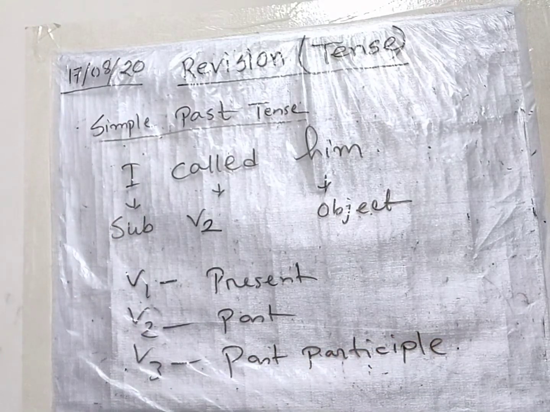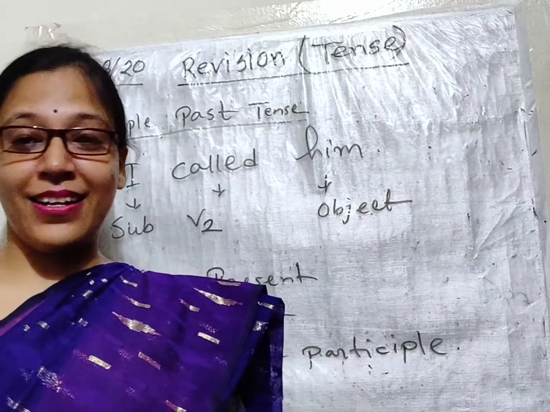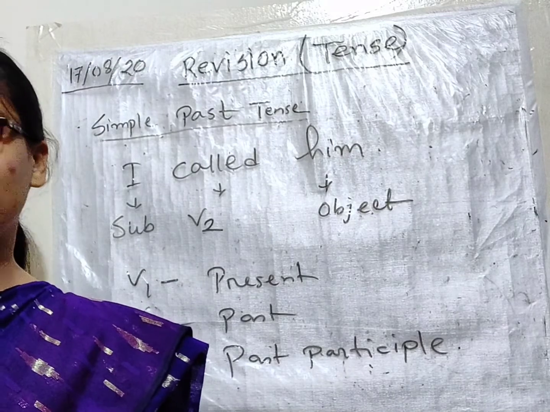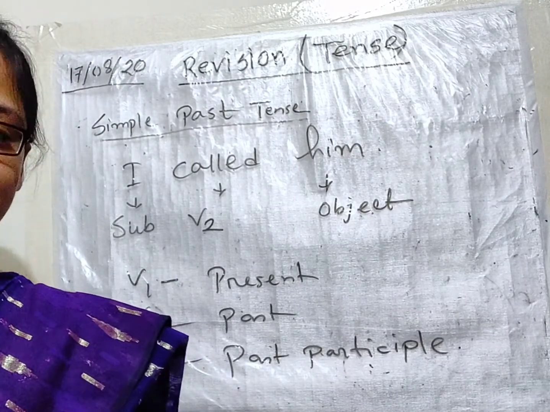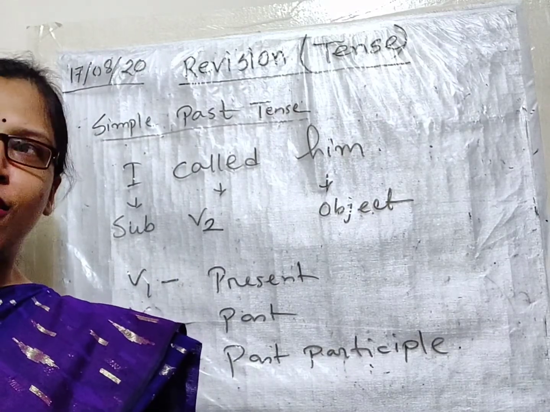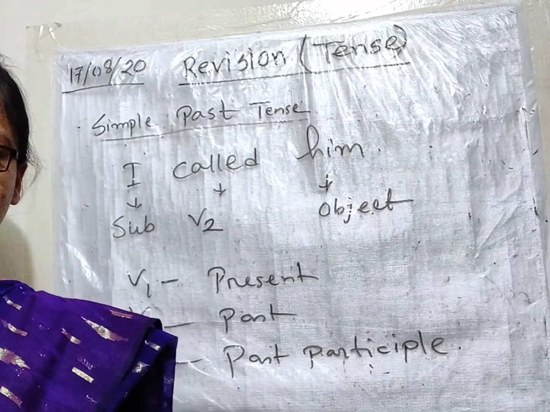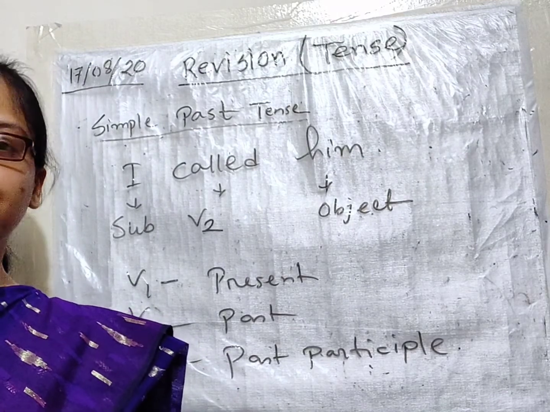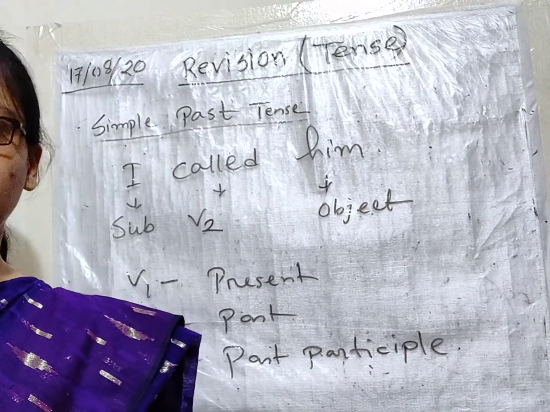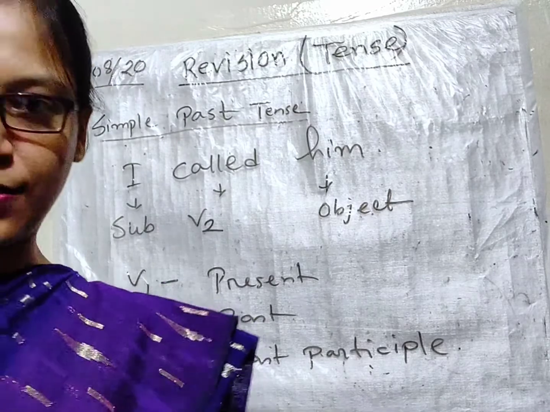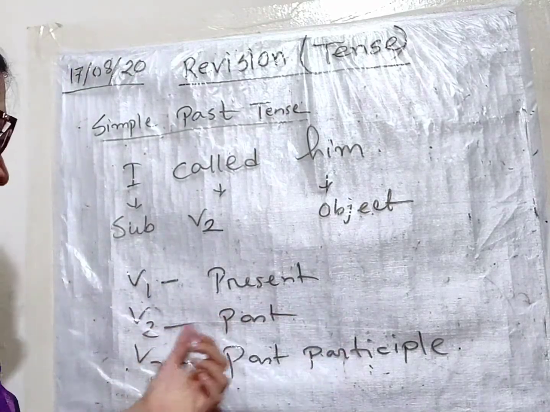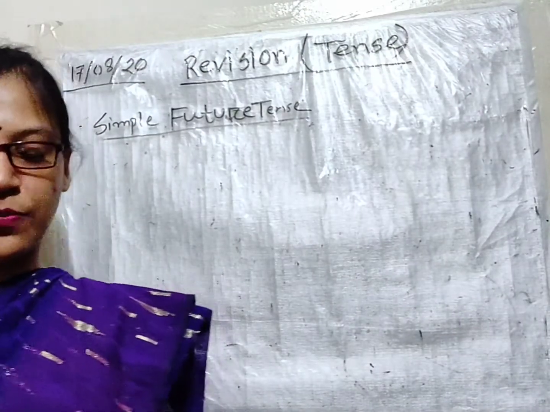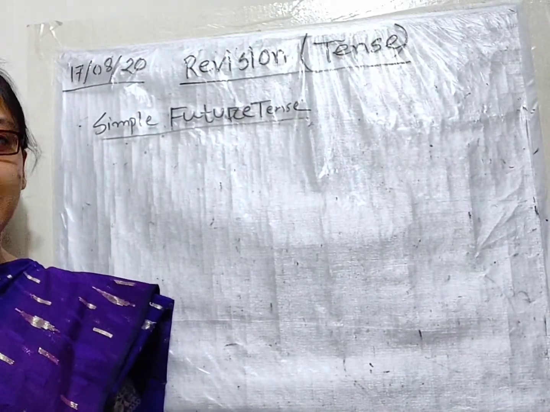There are lots of things you have to remember and keep in your mind when you are learning tense. This is not an easy topic to learn. It is always difficult, but if you try to understand, I hope you will learn many things. So V1 is for present, V2 is for past, and V3 is for past participle. Now our next topic is simple future tense.